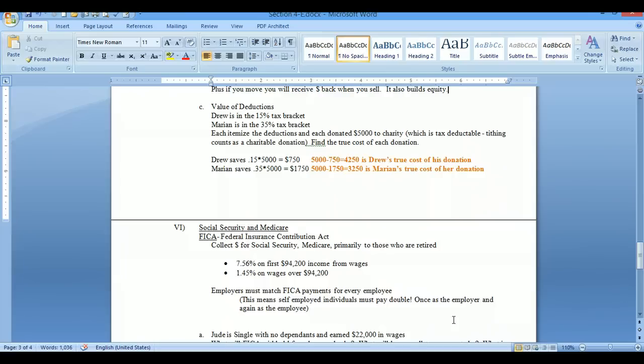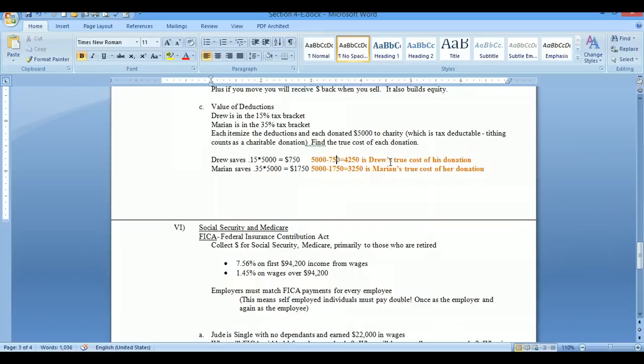Let's go ahead and find the true cost of each donation. So Drew is in the 15% tax bracket and he donates $5,000. So that is 15% of the $5,000. He saves $750 because he's not being taxed on that $5,000. So his true donation, because he ends up saving some money, is really only $4,250, not the full $5,000, because it saves him paying $750 in taxes.